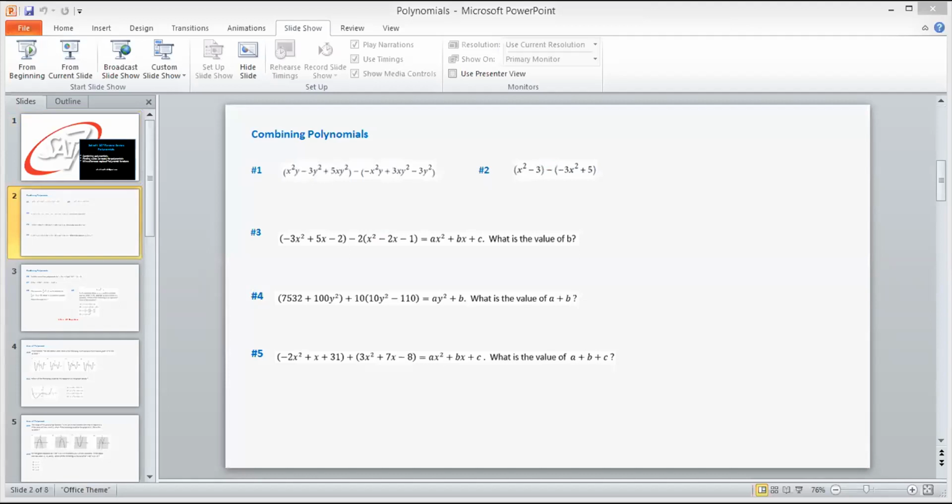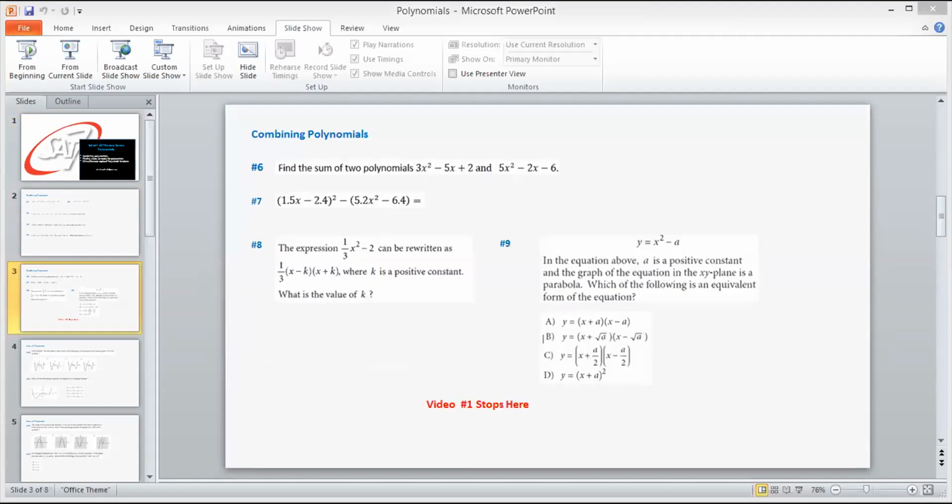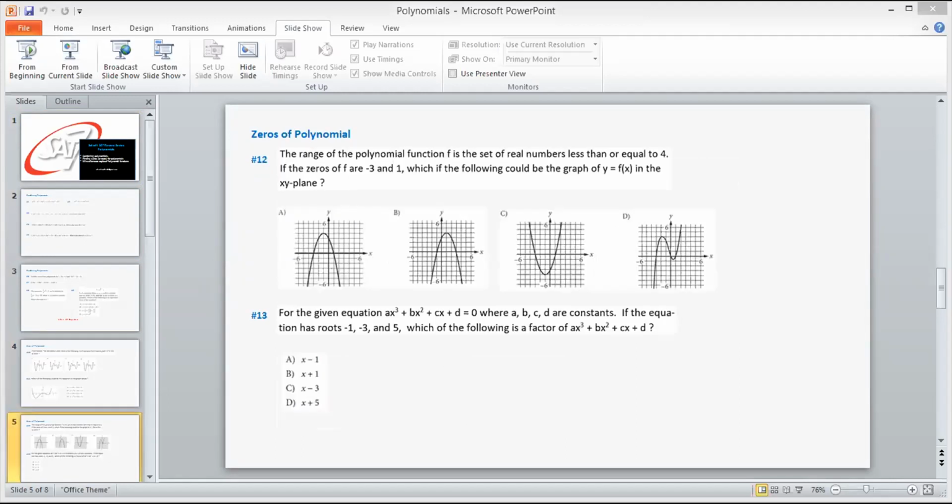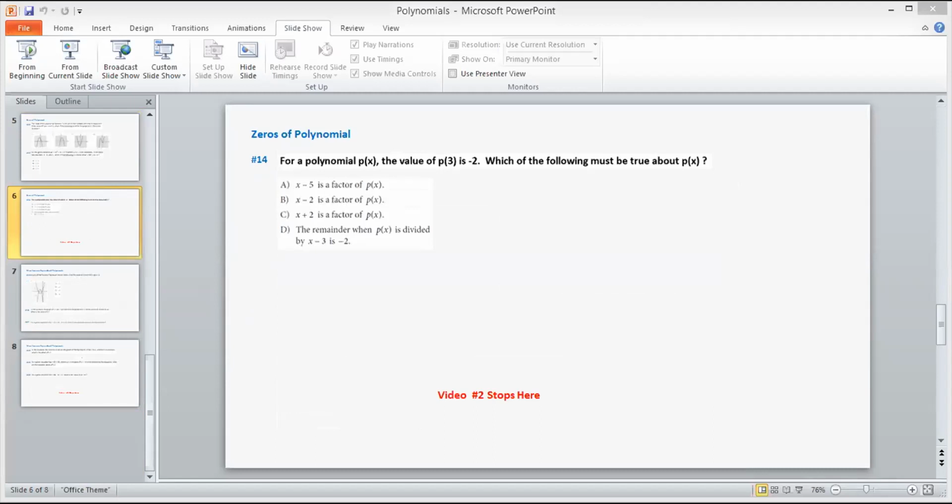Okay, so this is what we did in video number 1. In video number 2, we're going to talk about the zeros of the polynomial. We have 1, 2, 3, 4, 5 problems to work on. As always, before we do that, let me go to the whiteboard, and we're going to talk about a few key things about polynomials.